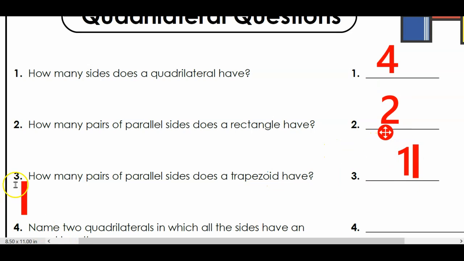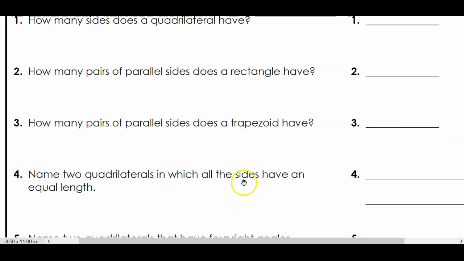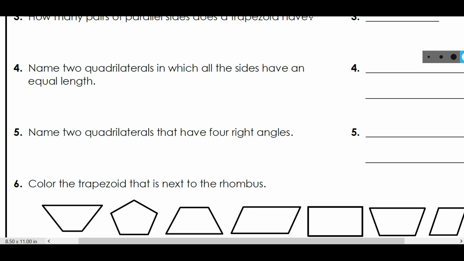Okay. Name 2 quadrilaterals in which all the sides have an equal length. What are they? Parallelogram and square. Okay, a square, yes. What's the other one? Rhombus. A parallelogram, opposite sides are the same length, not all of them. But Mr. Partita, isn't a rhombus a parallelogram? Yes. But to be more specific, in a rhombus, all the sides are the same length.